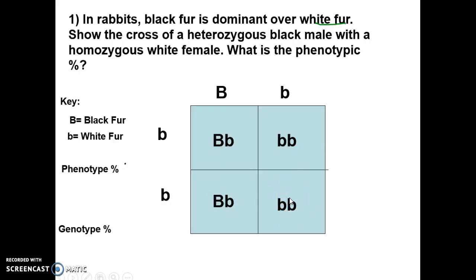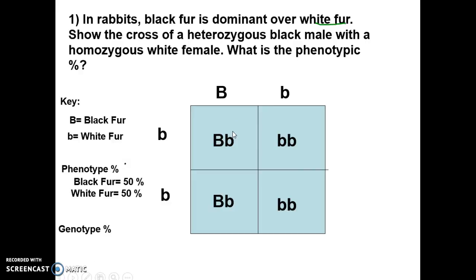Start using those vocabulary terms. If we're asking for the phenotypic percentage, the phenotype is black and white. There are 2 out of 4 that are white, 2 out of 4 that are black, so half and half. What percentage is 1/2? 50%. So 50% of the bunnies could be black, and 50% of the bunnies could be white. They have a 50% chance of being white and a 50% chance of being black.